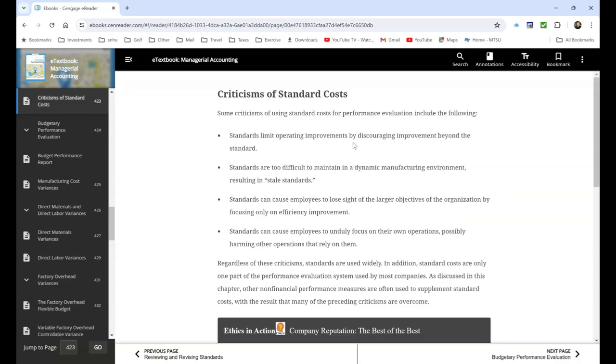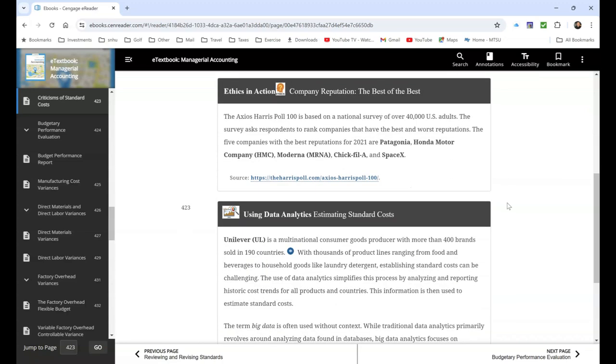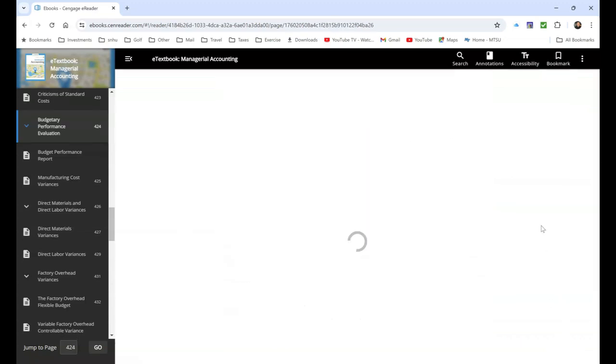A criticism here is that they limit operating improvements by discouraging improvement beyond that standard. So an employee would say, well, I've got the standards, that's good enough. They're too difficult to maintain in a dynamic manufacturing environment, resulting in stale standards. They cause employees to lose sight of the larger objectives, and they cause employees to unduly focus on their own operations instead of taking the whole into account. But regardless, these standards are used widely. So if you're ever in a manufacturing environment, this is something of which you need to be aware.